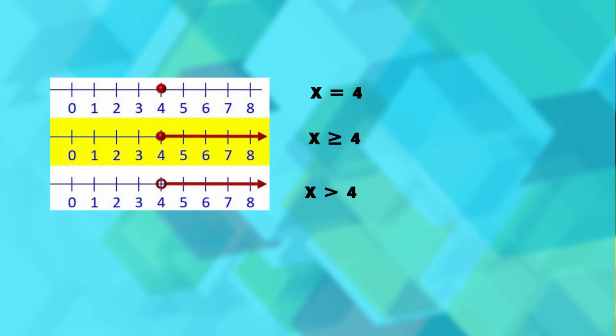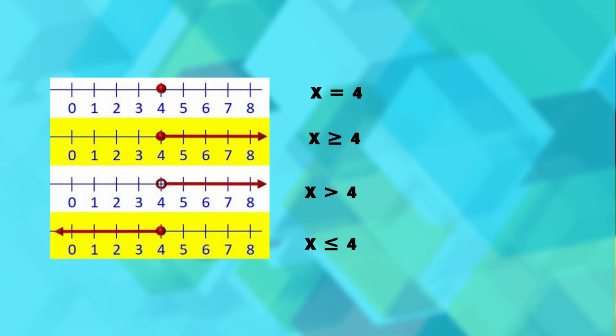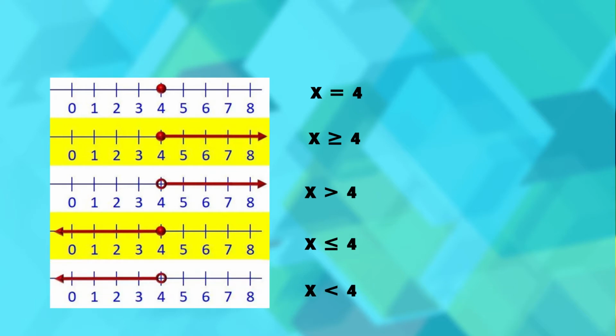It's not greater than or equal to, it's just greater than. So remember, as long as it's greater than or less than, we just use an open circle. The next one, x is less than or equal to 4. Less than or equal to, so we have to use a solid circle. And finally, x is less than 4. Because x is less than 4, less than, we have to use an open circle.